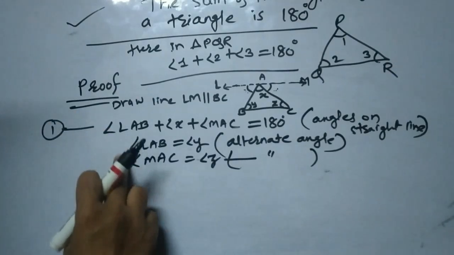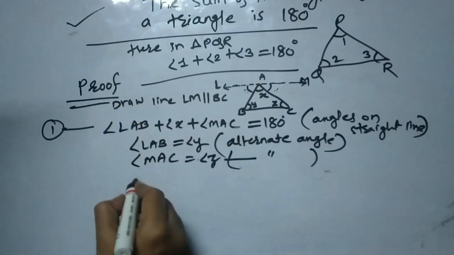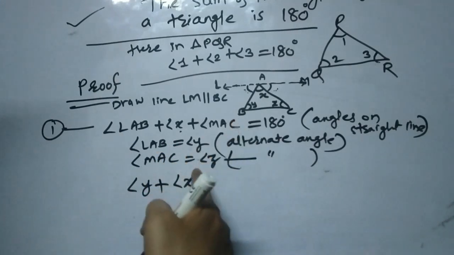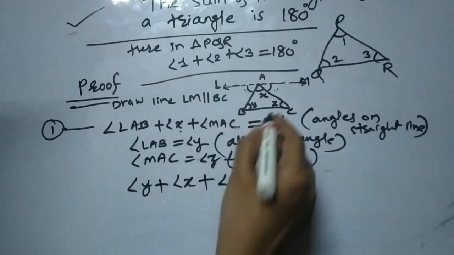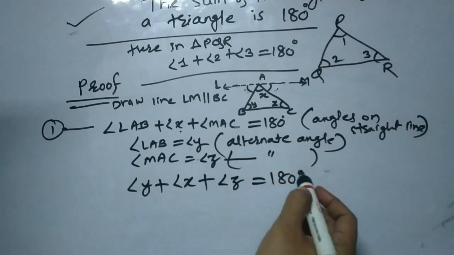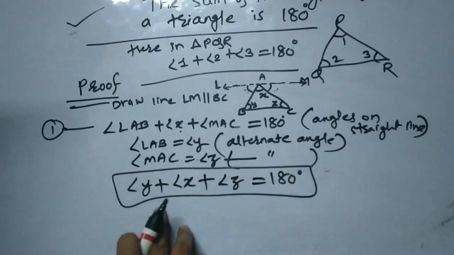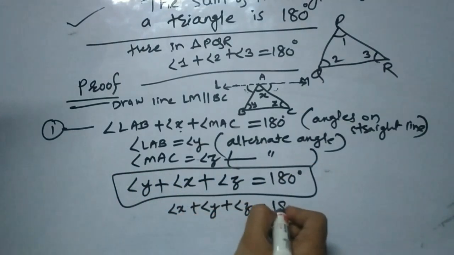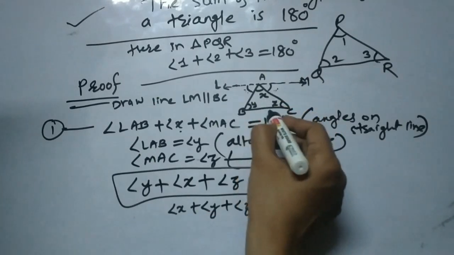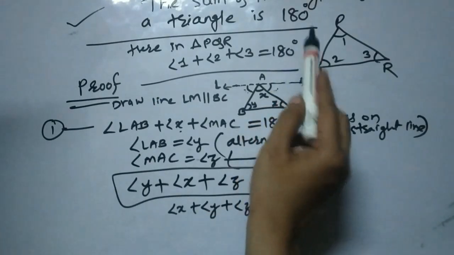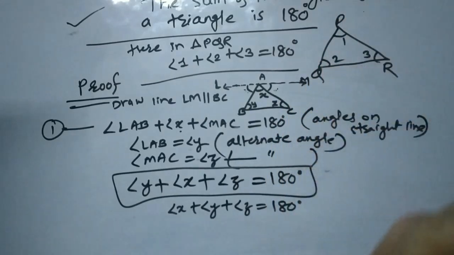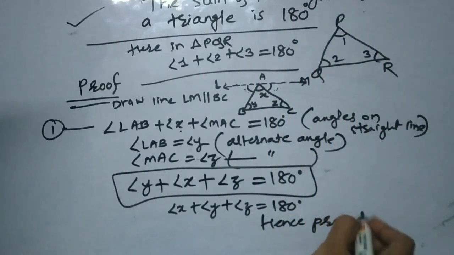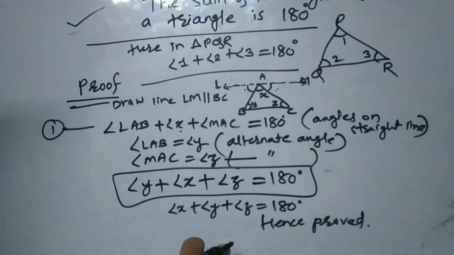Now we'll put these two values here. So we get angle LAB means Y, plus X, plus MAC which is Z, which finally comes to 180 degree. So friends, we got angle X plus angle Y plus angle Z is 180 degree. This means the sum of the three interior angles is 180 degree, which is nothing but our angle sum property. Hence proved: the sum of the three interior angles in a triangle is 180 degree.